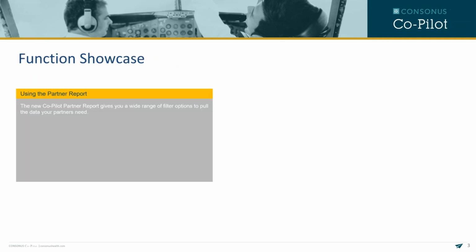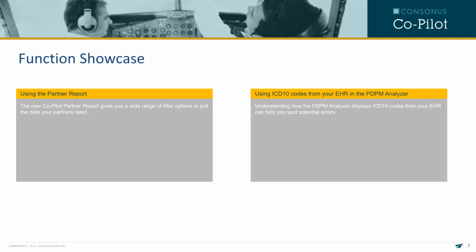So for our function showcase, we've got a new partner report that gives you a wide range of filter options to pull the data for your partner meetings. And this was a highly requested report from our user base. And also we've added some new ICD-10 code visualizations in your PDPM analyzer. And this has been something that's a common question for us. So I'm just going to show you some of those visuals and how to use them.